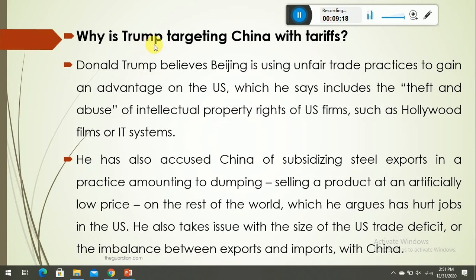So let's see why Trump is targeting China with tariffs. Donald Trump believes Beijing is using unfair trade practices to gain an advantage over the US, which he says include the theft and abuse of intellectual property rights of US firms, such as Hollywood films or IT systems. I'm sure you have studied intellectual property, or you will study it in your entrepreneurship subject. So that's why Donald Trump thinks that the Chinese are stealing intellectual property rights.